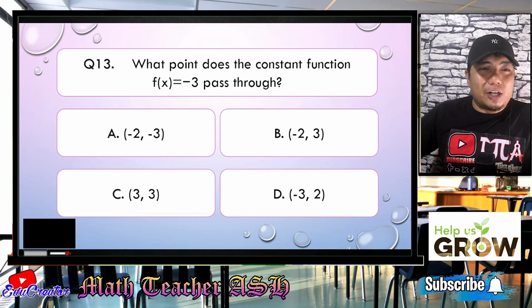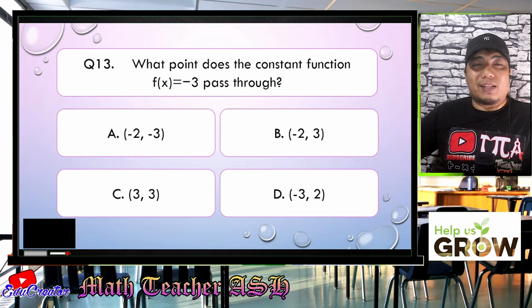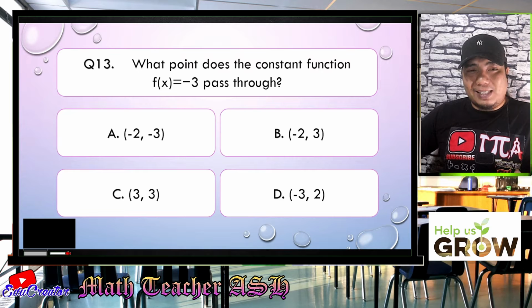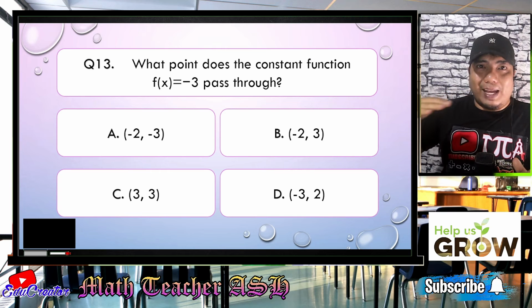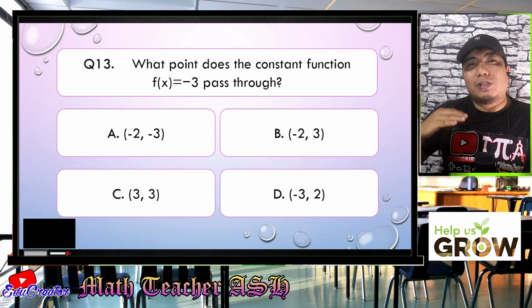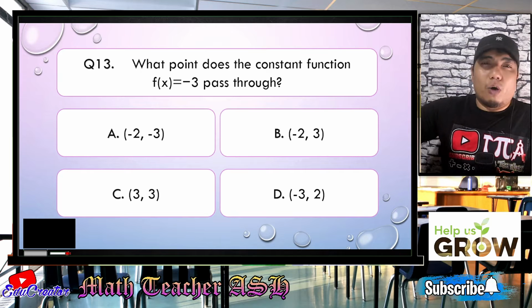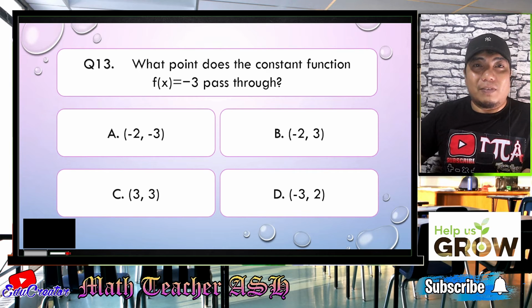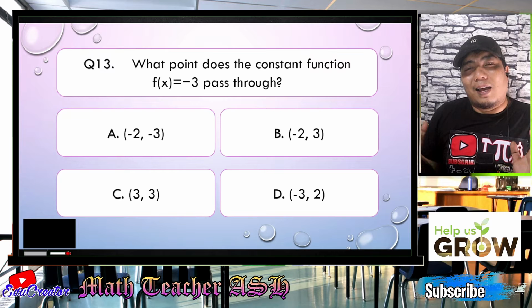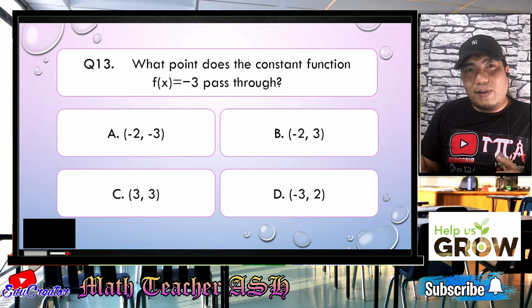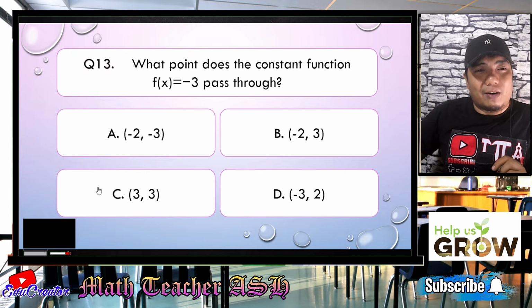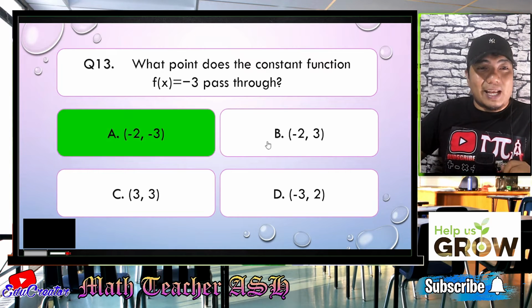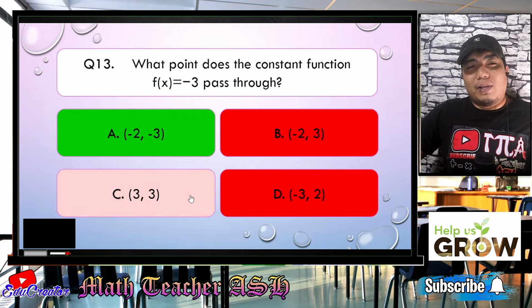Alright, my dear math learners, when we have a constant function f of x is equal to -3, it means that our y-intercept is -3. So, our graph is basically a line that is parallel to the x-axis, and it is just a horizontal line at -3. So all points with an ordinate or a y value of -3 is the correct answer. So where is a -3 for y here? All right. So we have here letter A. That is the correct answer. Easy, right? Very easy, my dear math learners.